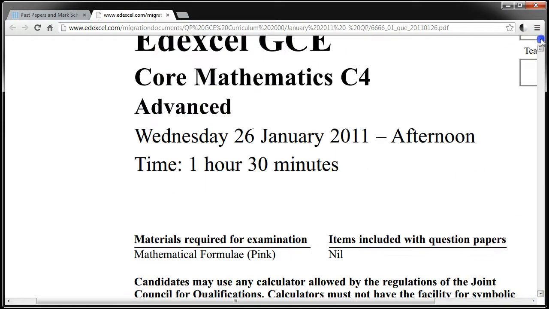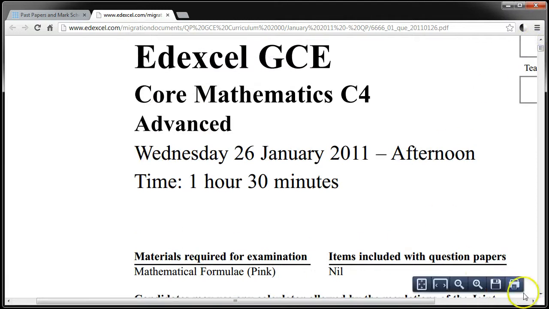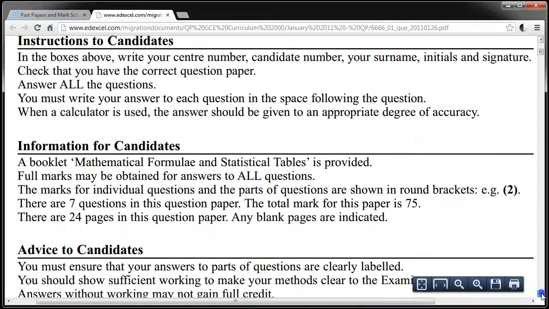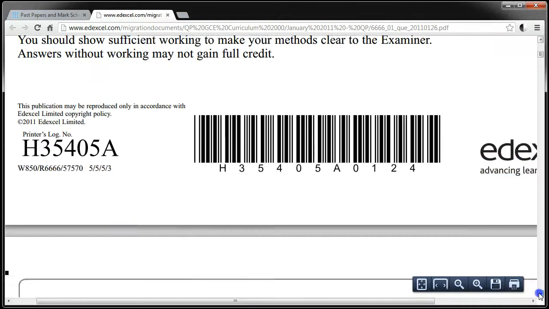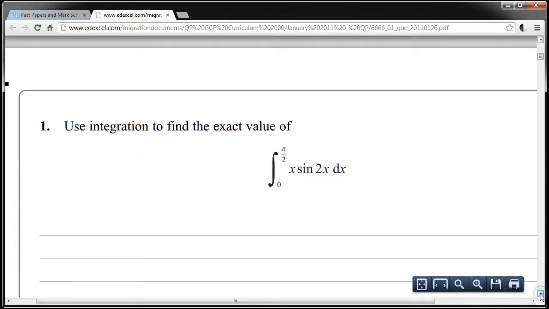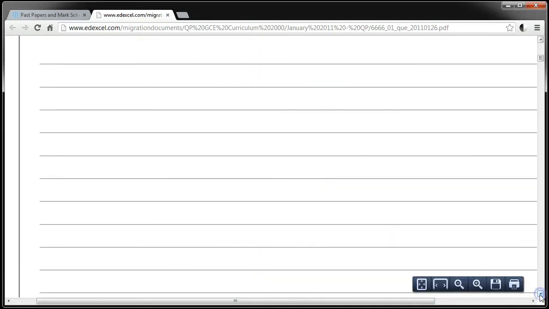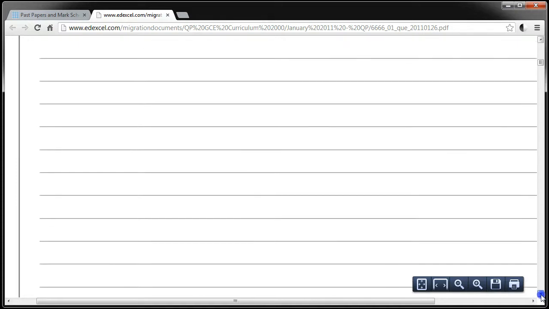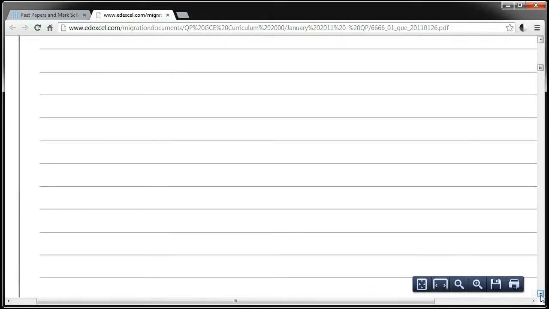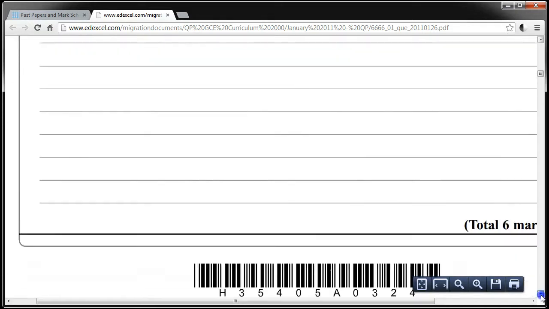It's the January 2011 C4 for EdExcel paper. So let's have a look at the questions then to see if there's any stinkers or any relatively easy questions, or what sort of order we would want to do the questions in, just to simulate these processes you might go through. Integration to find the exact value, integration by parts. Standard question, nice easy mark, so that's a good one, integral x sine 2x. So that would be a good question to start with, no problem whatsoever.